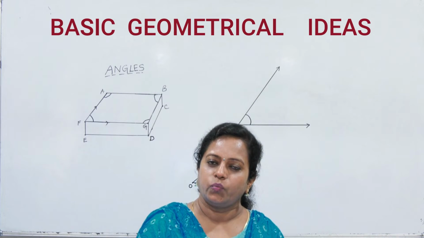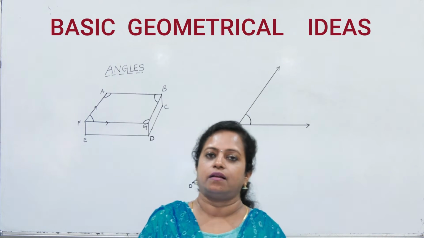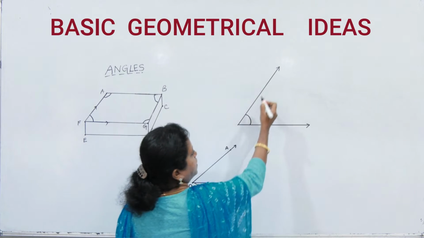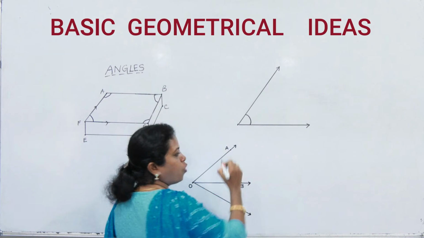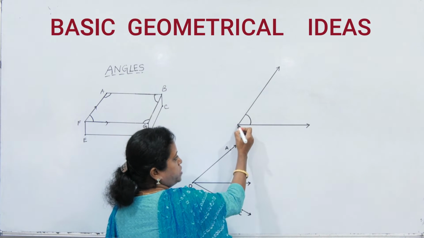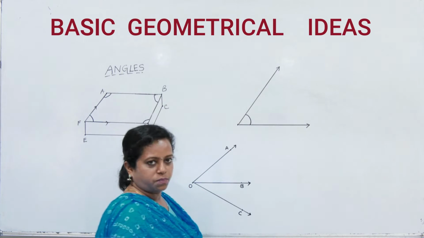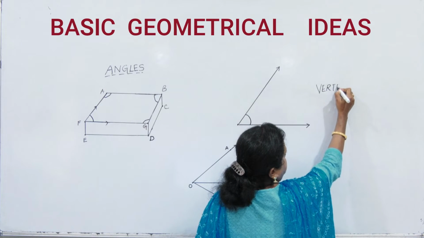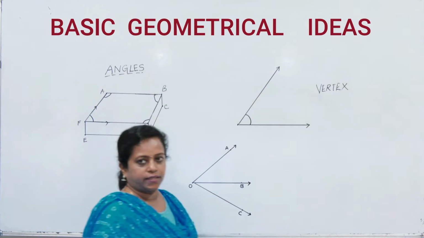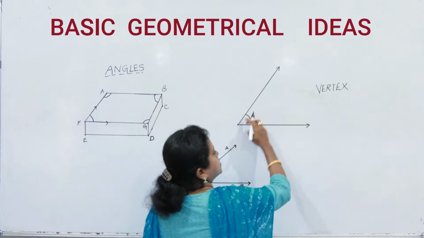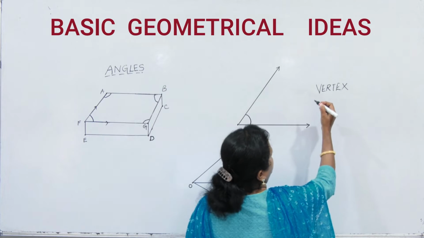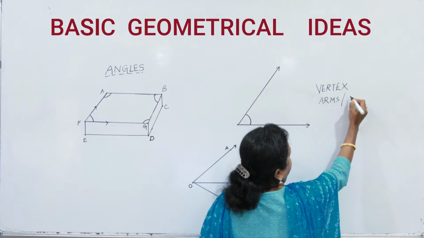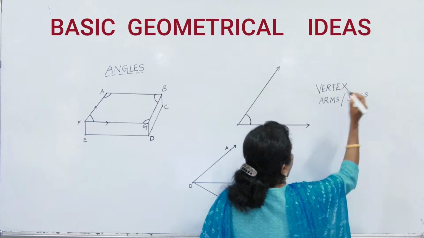Okay? So children, we will now learn how to name an angle. For that, we have to know the different parts of an angle. Now in this figure, you see that these two rays are meeting at one common point. This common point, or the point where the two rays meet, is termed as the vertex of the angle. And here you have two rays on either side of the vertex. These two rays are called the arms or sides of the angle.